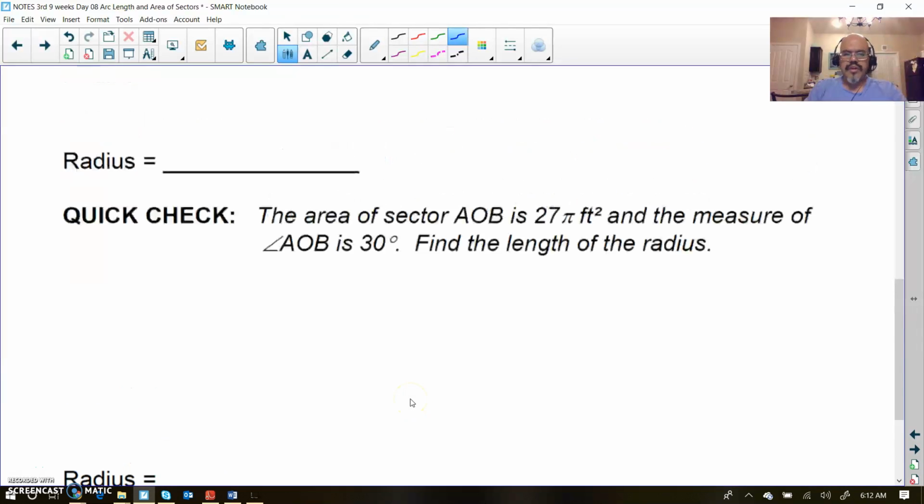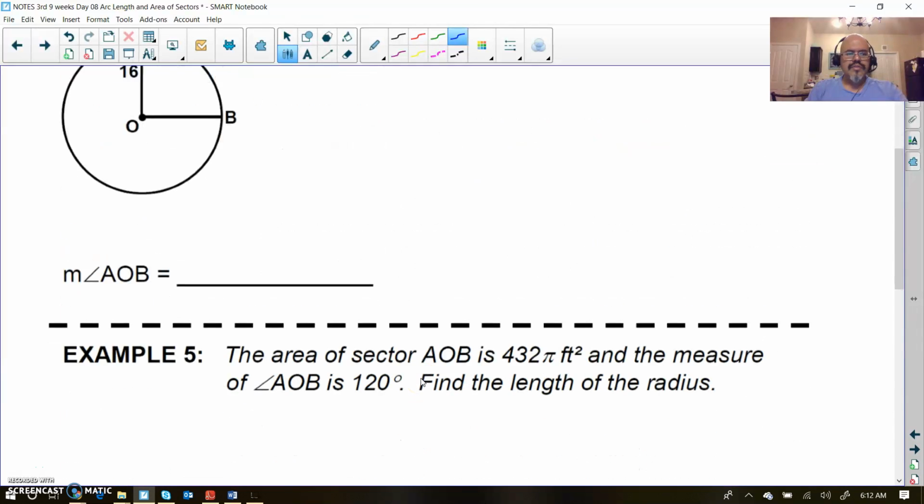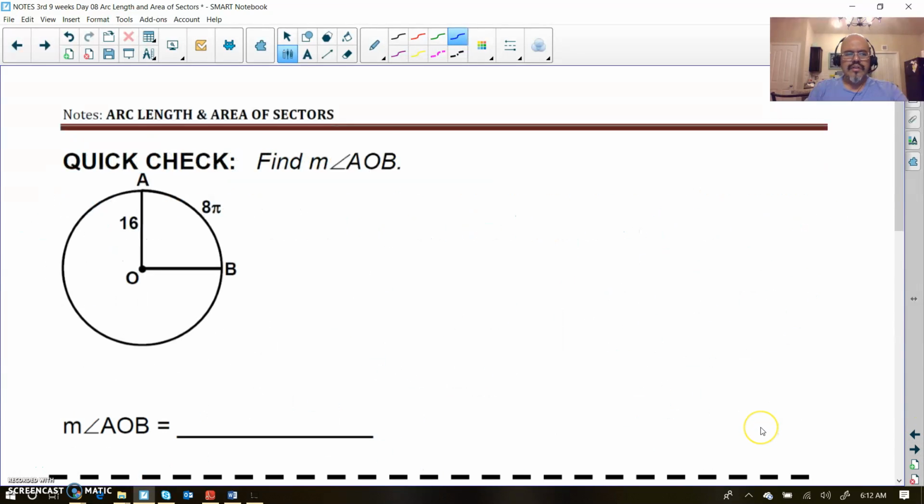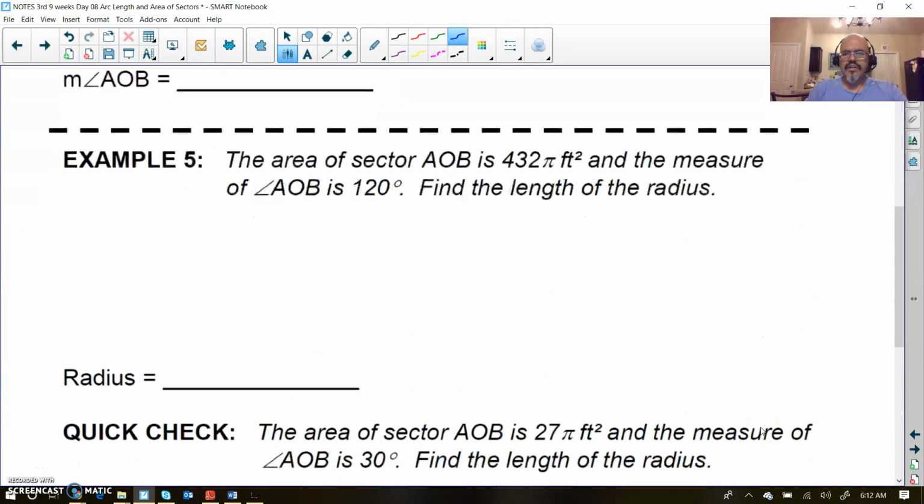Okay, one more time, guys. Let's go ahead and talk about a few more examples. We already went over getting the arc sectors and area and all that. So right here, we're told on this particular problem that we have the area of a sector AOB. Now that picture looks something like this.